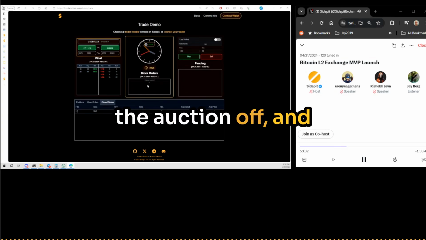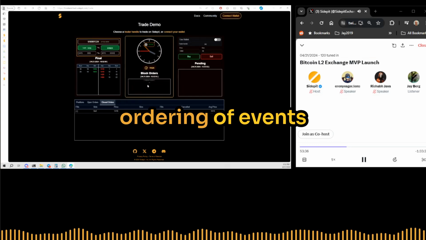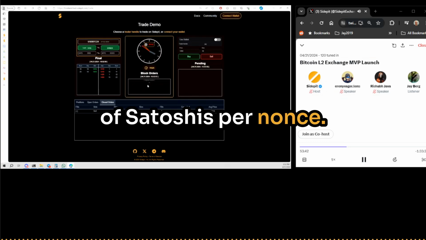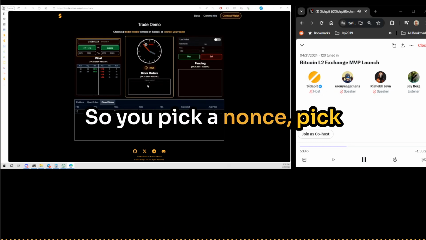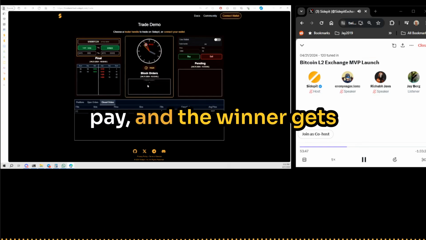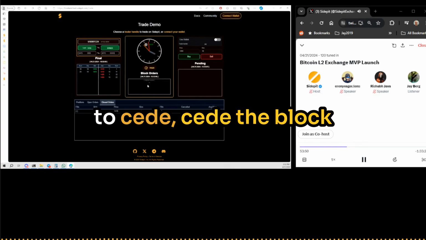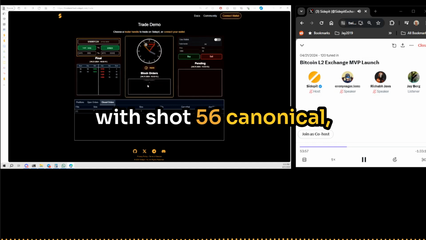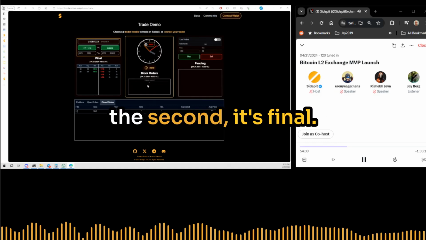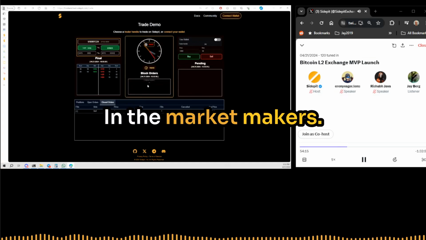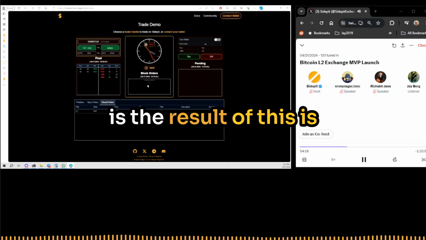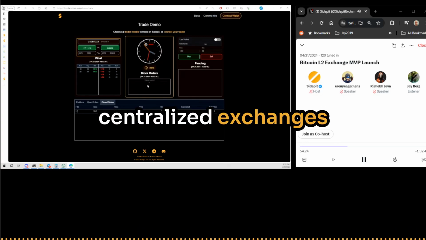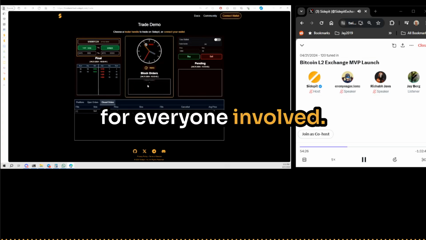we auction off, and this is the mining part, we auction off the ordering of events, and you pay a number of satoshis per nonce. So you pick a nonce, you pick the amount you want to pay, and the winner gets to seed the block with that nonce, which orders the transactions with SHA-256 canonical, and then at the end of the second, it's final in the market makers. And what we're saying is the result of this is going to be better than you would get today at centralized exchanges and at decentralized exchanges for everyone involved.